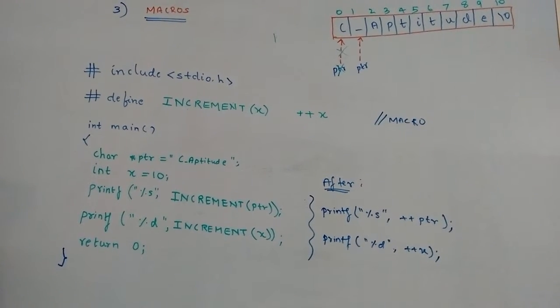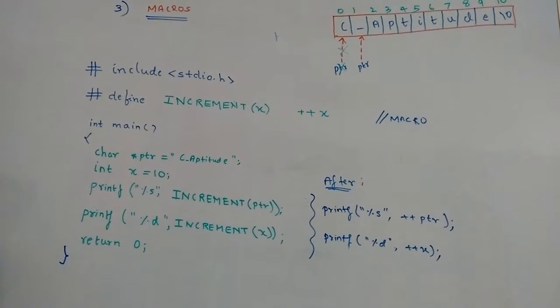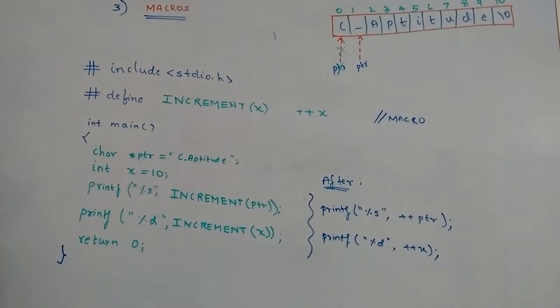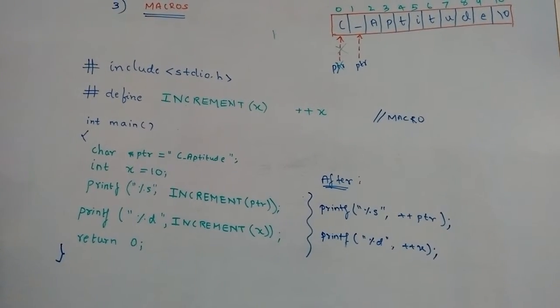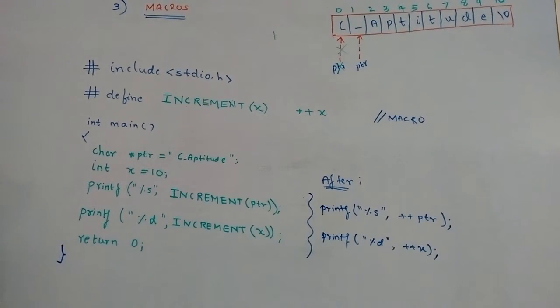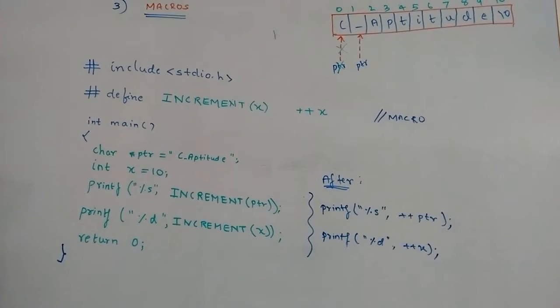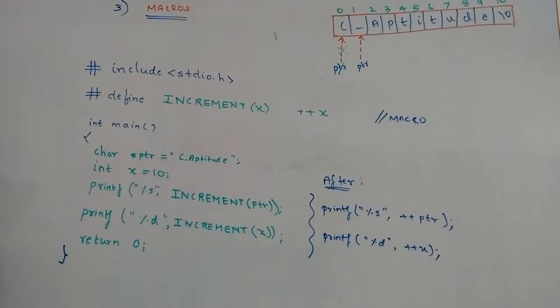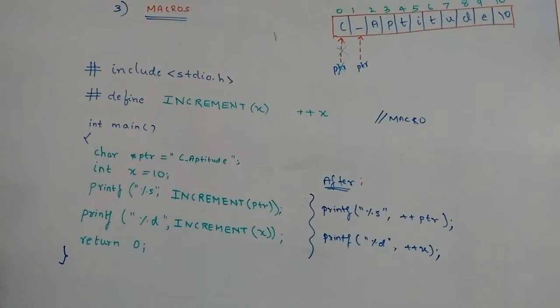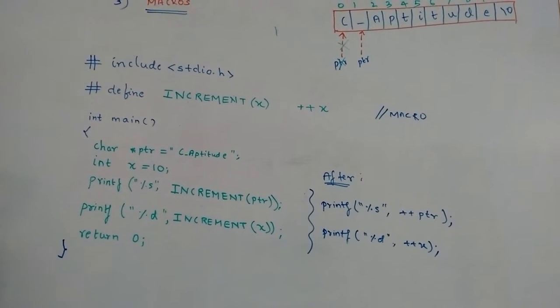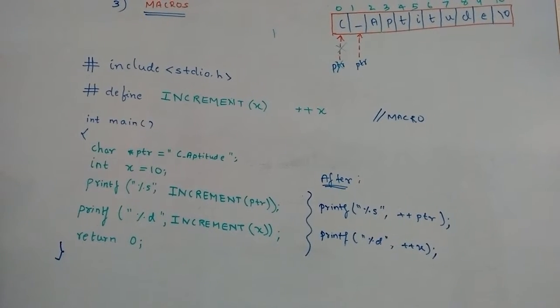And then I am saying printf percentage s increment ptr. And then printf percentage d increment x. And then I am returning 0 to the operating system by saying return 0. I am returning the control from the main function. So this is the program.